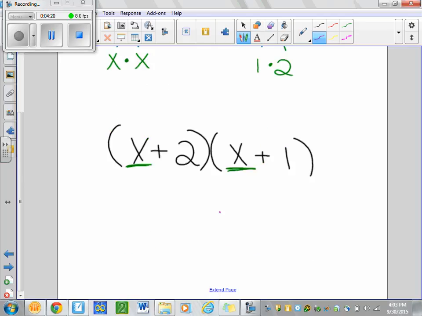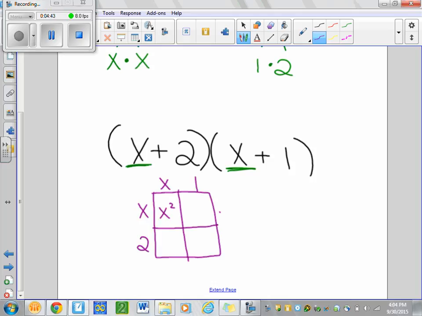So let's look at checking our work. I'm going to use the box method because I think it's quick. If I have done my factoring correctly, then these two binomials should multiply together to that original polynomial that I was given at the beginning. So I have x times x, that's x squared. I have 1 times x, that's x, or 1x if you want to put that coefficient. I have 2 times x, that's 2x. And I have 2 times 1, that's 2.